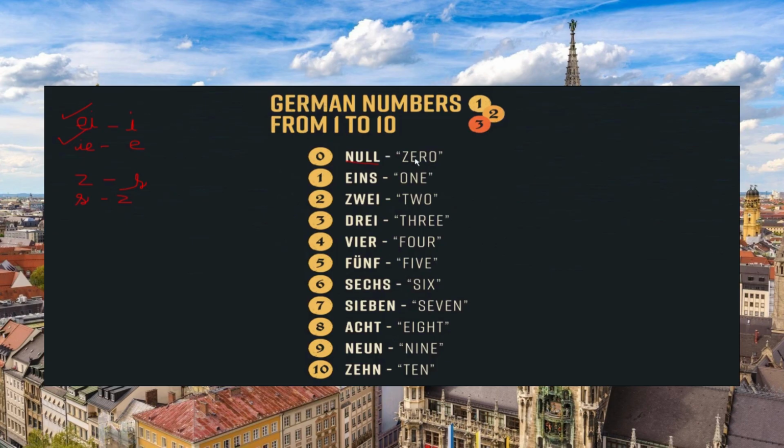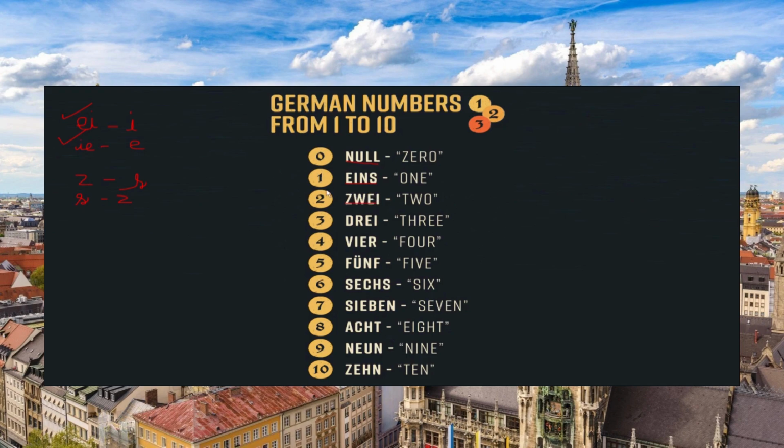So let's get back to our lesson. Zero is null. Noch einmal, null. In computer programming we pronounce it as null, but over here it is null. One is eins. Noch einmal, eins. Two is zwei. Noch einmal, zwei.